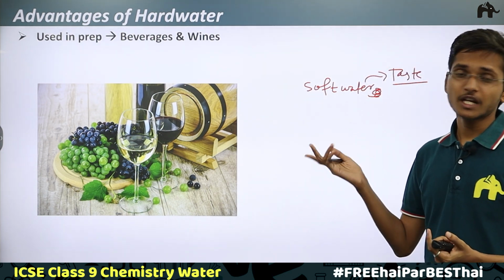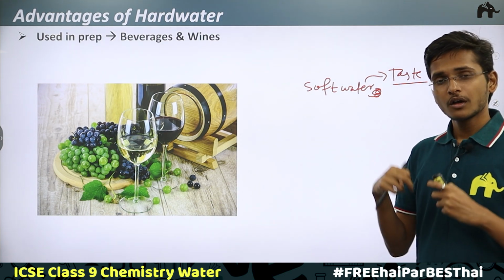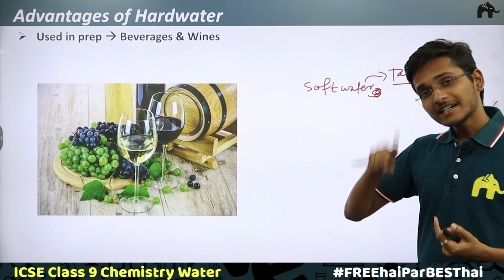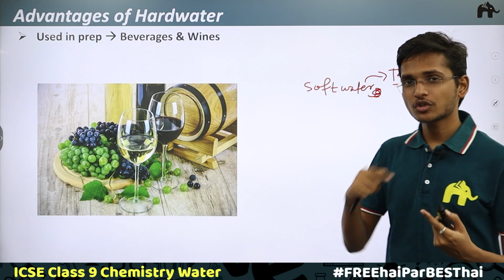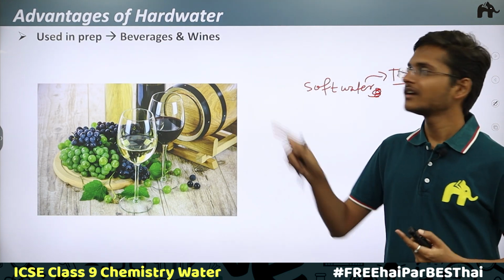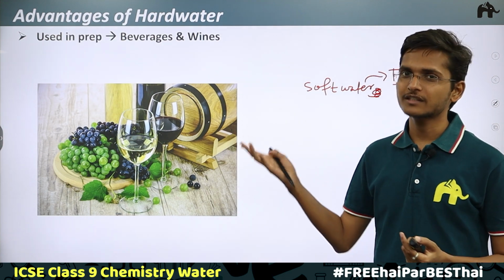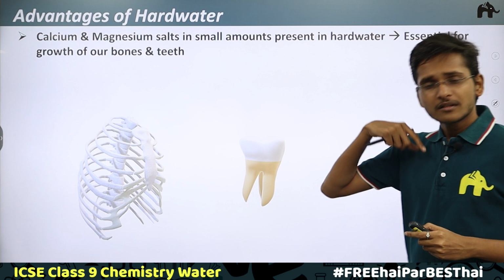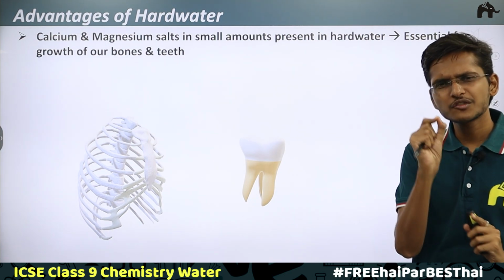But if we consider hard water, which has those six salts that we now know, our water starts to taste a little bit tasty. That's the reason our hard water is slightly tasty, because of the salts present in it. That's why we use it in the preparation of beverages and wines, because we need the taste in these beverages and wines. Correct?